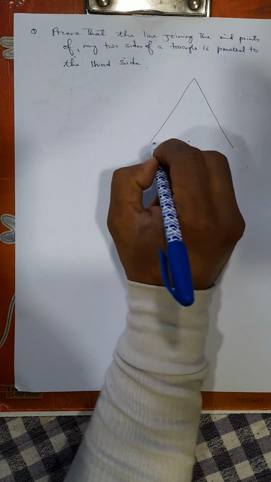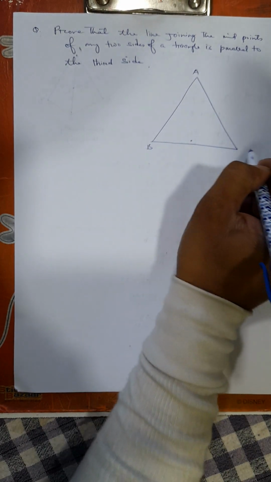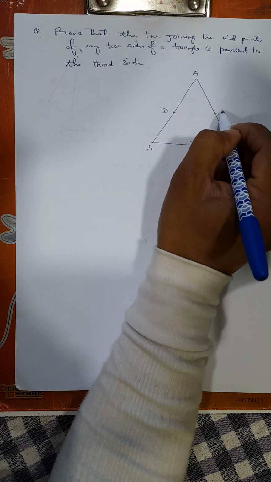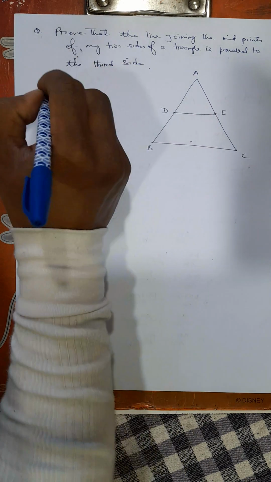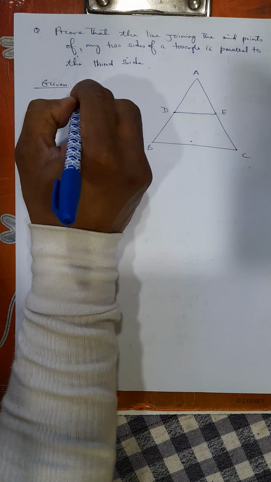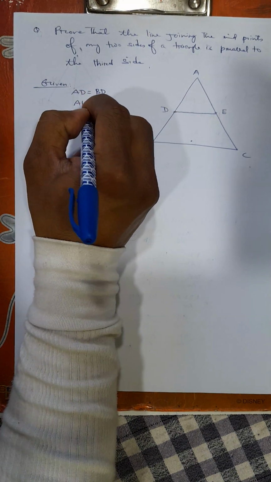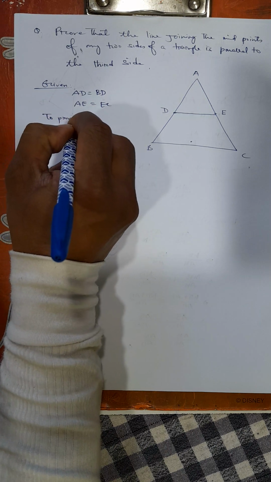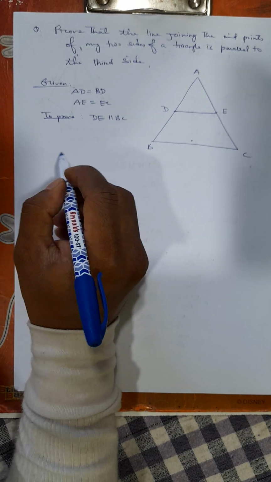So let us take triangle ABC. Suppose D and E are midpoints of AB and AC. Right. So given that AD equals BD, AE equals EC. Now to prove that DE is parallel to BC, right?